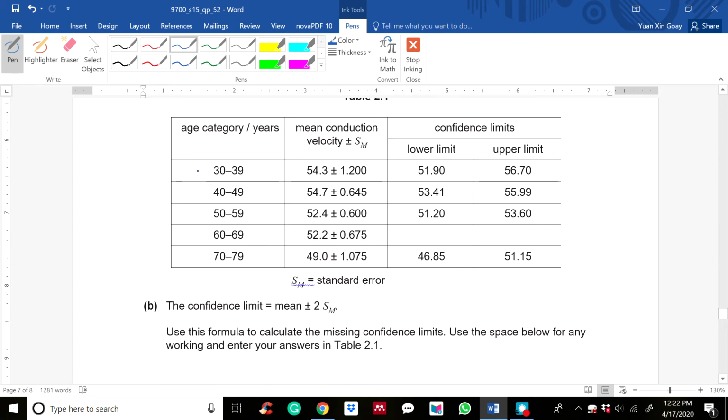If you look into the increasing age category and look into the mean conduction velocity, you can see increased age or aging will cause reductions in mean conduction velocity.